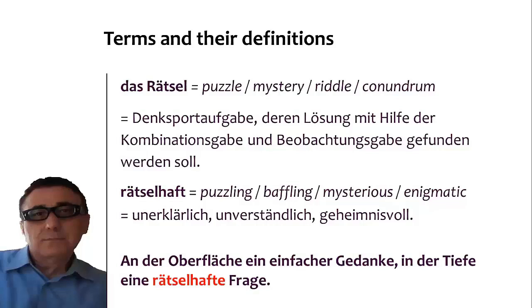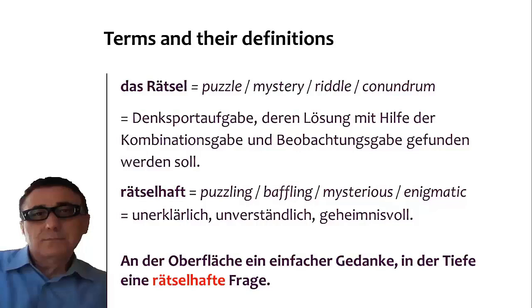Let's continue. Another related word. It's an adjective form actually. Rätselhaft means puzzling, baffling, mysterious, or enigmatic. If I would explain this word rätselhaft in German, or if I would try to find German synonyms for rätselhaft, I would say unerklärlich, unverständlich oder geheimnisvoll.